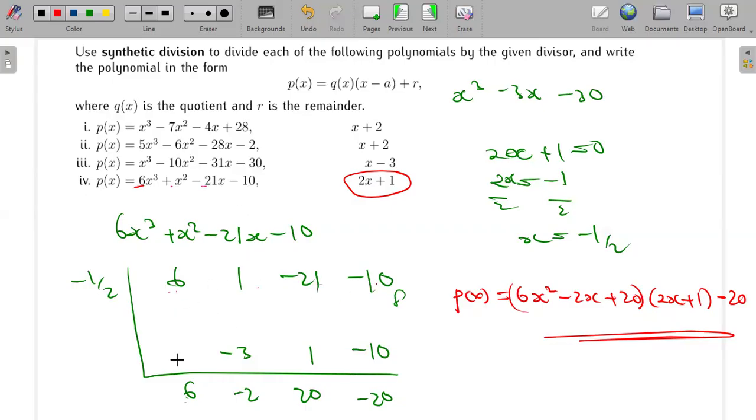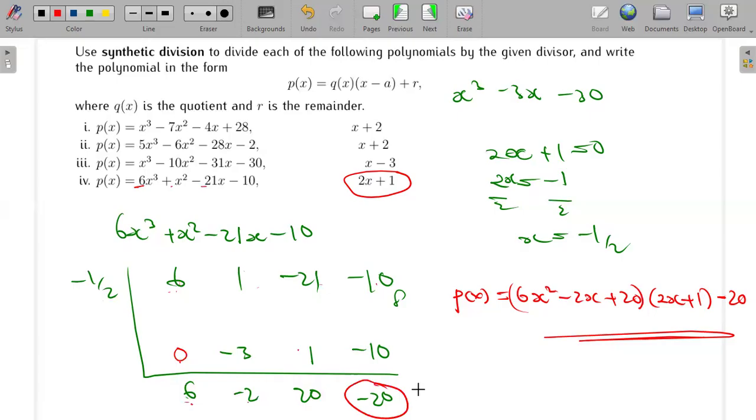Then here, the first number you put, there's a 0 there. So you add here, you get 6. 6 multiplied by negative half, you get negative 3. And then here, 1 plus the negative 3 gives you negative 2. Negative 2 multiplied by negative half gives you positive 1. And then here when you add, you get 20. 20 multiplied by negative half gives you negative 10. Then when you add here, you get negative 20.